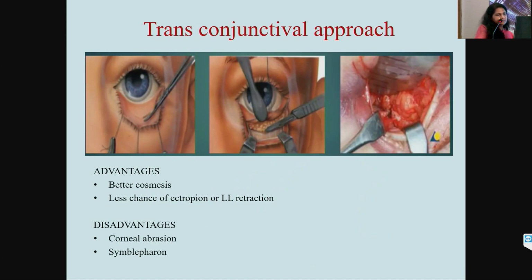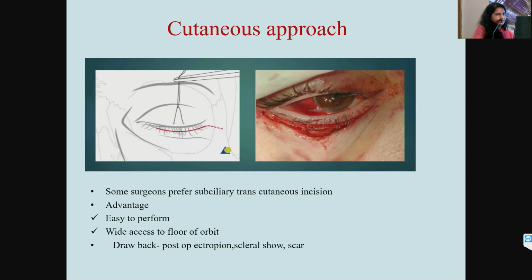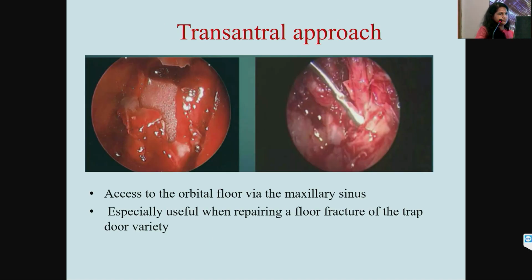Transconjunctival approach has the advantage that it has got a better cosmesis and less chance of ectropion and lower lid retraction. The disadvantage is that it can lead to corneal abrasion and symblepharon. Cutaneous approach is easy to perform, with wide access to the floor of the orbit, but there is a high chance of postoperative ectropion and scleral show, and there is external scar formation.